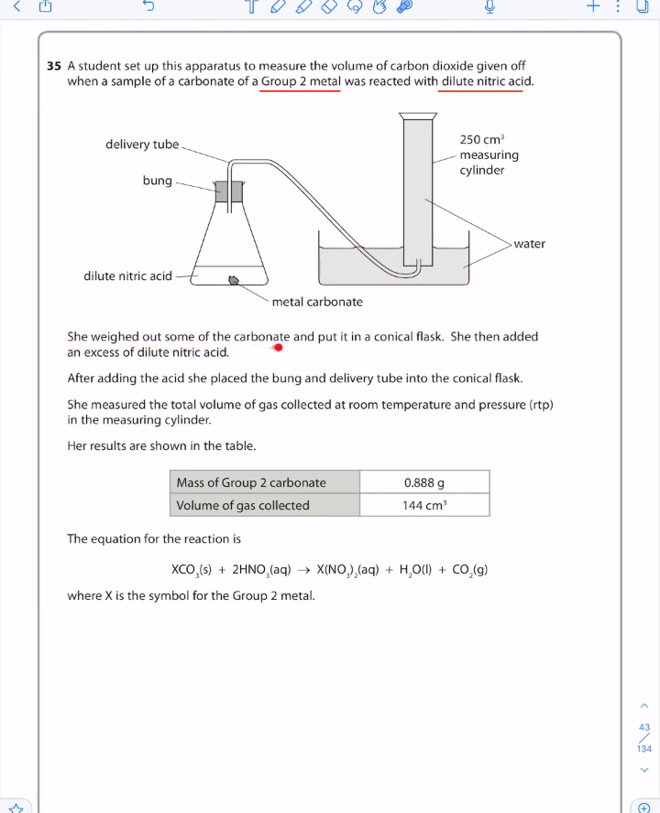She weighed out some of the carbonate and put it in the conical flask. She then added an excess of dilute nitric acid. After adding the acid, she placed the bung and the delivery tube into the conical flask, and she measured the total volume of gas collected at room temperature and pressure in the measuring cylinder. Her results are shown in the table. Mass of group 2 carbonate 0.888 gram. Volume of gas collected 144 cubic centimeter. And the equation for the reaction is X carbonate, where X is the symbol of group 2, plus nitric acid gives X nitrate plus water plus carbon dioxide.